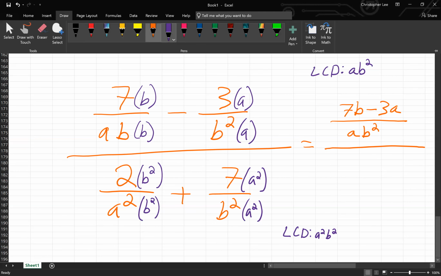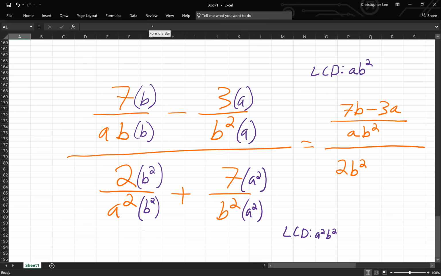So let's put this all together real quick. What do I have? I have 2B squared plus 7A squared, all divided by A squared B squared. And then that's it. Now we're going to do keep, change, flip.